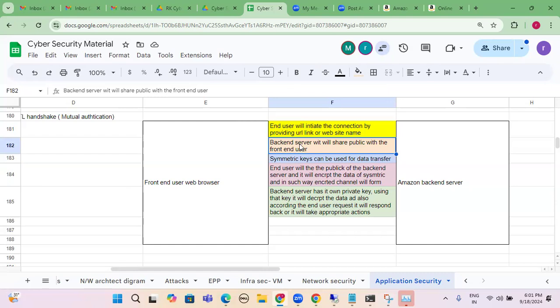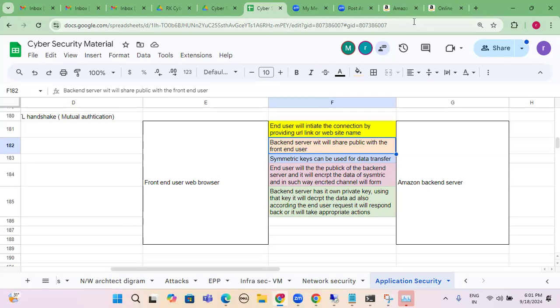Yes, 2 is the correct answer. So the backend server will share the public key with the front end user. We don't know whether the Amazon backend server is really sending the public key to us, or whether an attacker is sending it on behalf of the Amazon backend server.